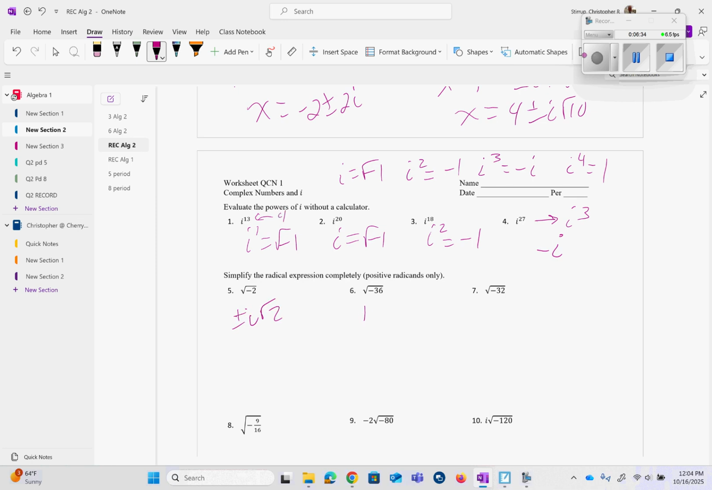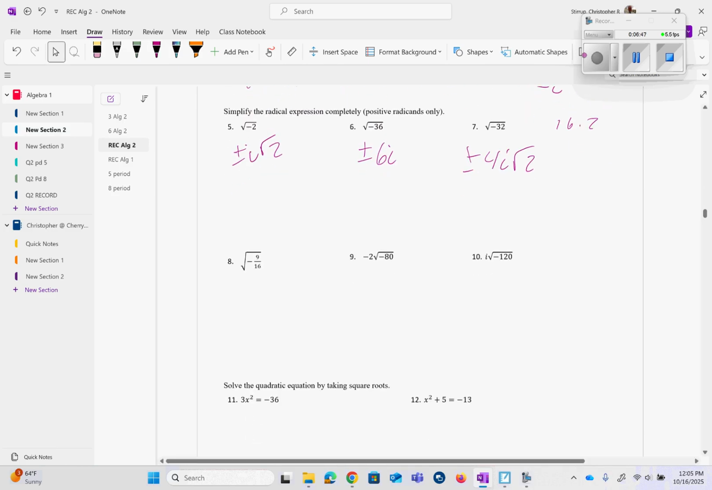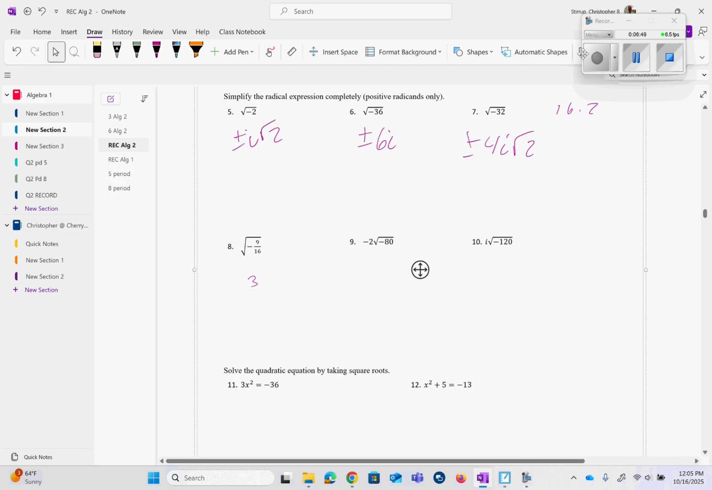This will be plus or minus 6i. 32 is going to break down to 16 times 2. So I'm going to get 4i root 2. Don't forget the plus minus. Square root of 9 is 3. Square root of 16 is 4. So I'm going to get an i. Don't forget the plus minus.